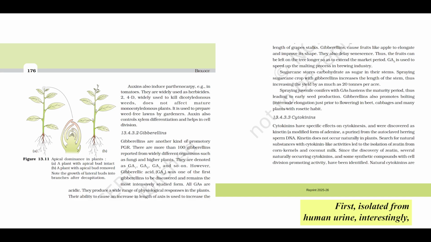First isolated from human urine, interestingly, the main natural one is IAA, indole 3-acetic acid. Another natural one is IBA, indole butyric acid. But we also have important synthetic ones like NAA, naphthalene acetic acid, and 2,4-D, 2,4-dichlorophenoxyacetic acid. Natural and synthetic types, where are they made in the plant? Primarily in the growing apices of stems and roots, the very tips. From there, they're transported to exert their effects. Both types are widely used practically.